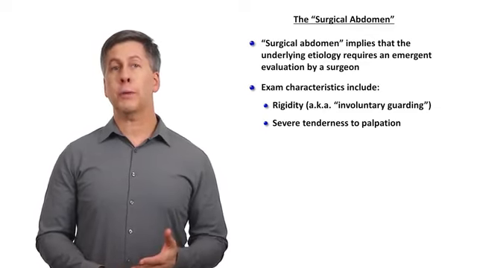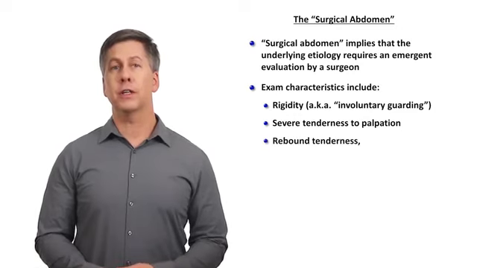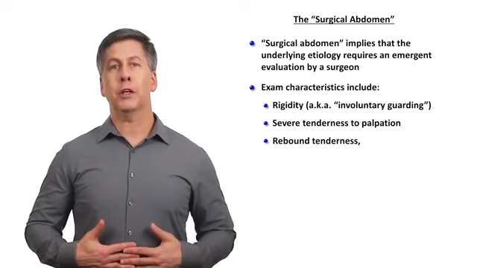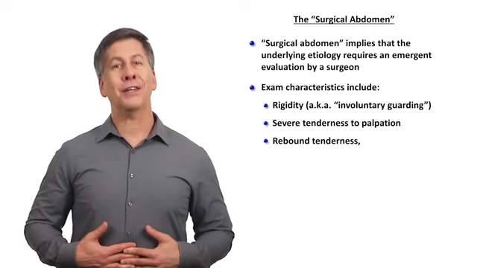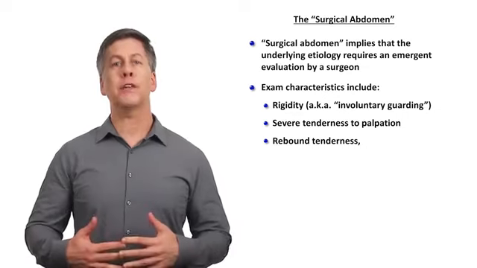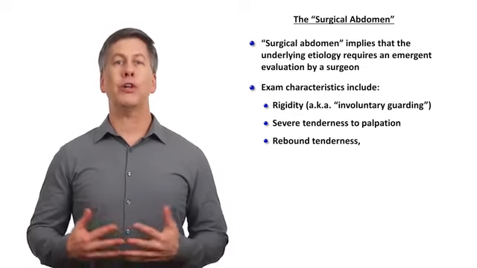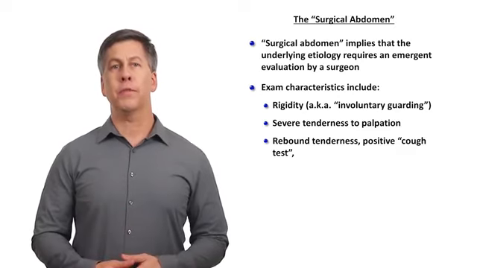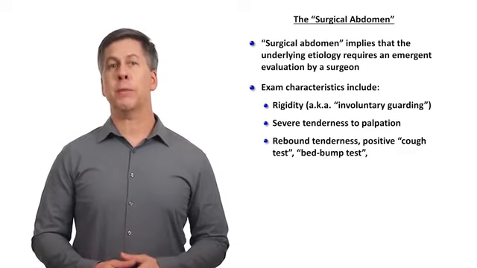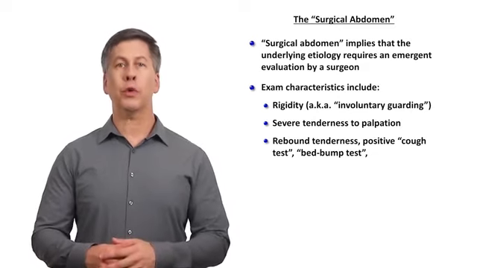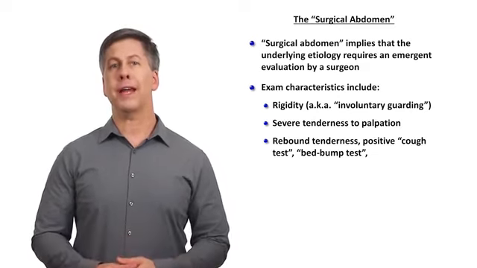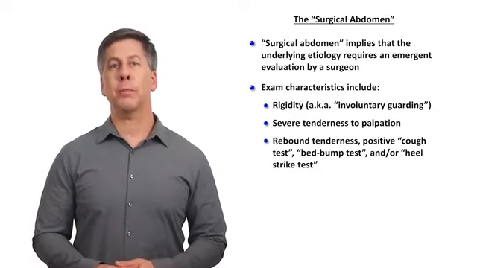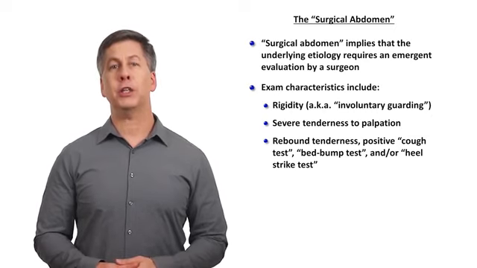Signs of peritonitis, known as peritoneal signs, include rebound tenderness. This is the finding that pain caused by slow abdominal pressure applied by the examiner's hands is not as severe as the pain caused by the quick release of that pressure. It includes a positive cough test, in which pain is worsened by coughing, the bed bump test, in which it is worsened by the examiner bumping the bed hard, which works best on a gurney rather than a sturdy hospital bed, or the heel strike test, in which pain is worsened by the examiner firmly striking the patient's heel.